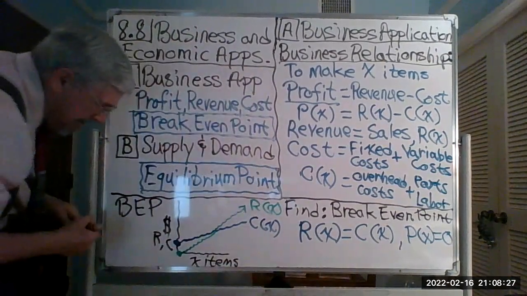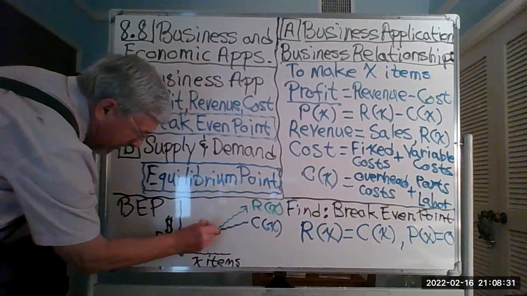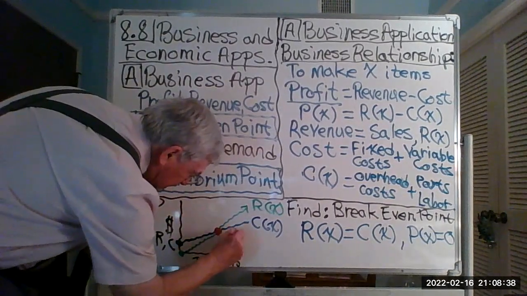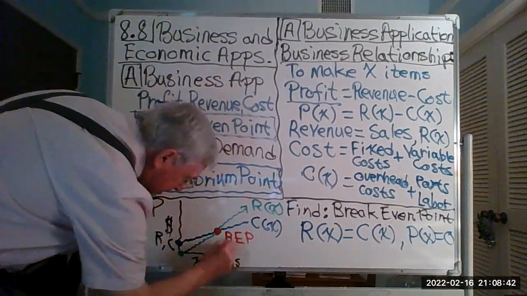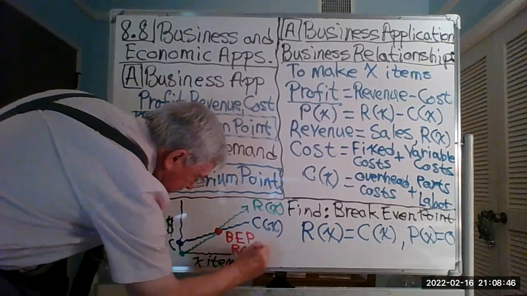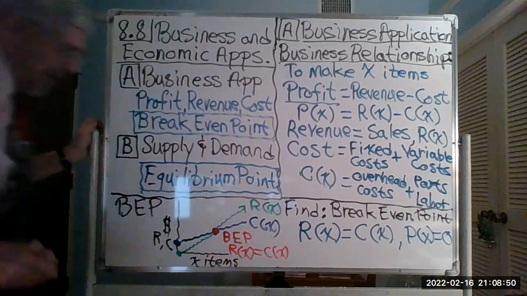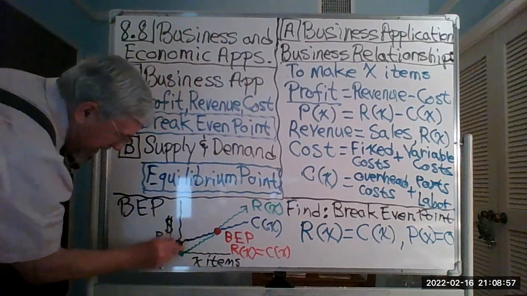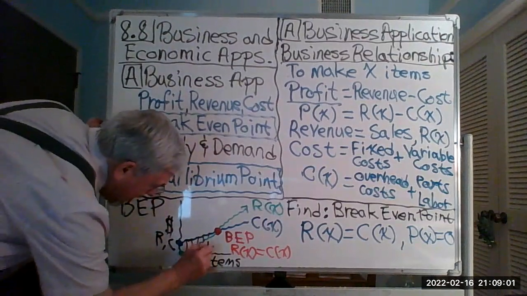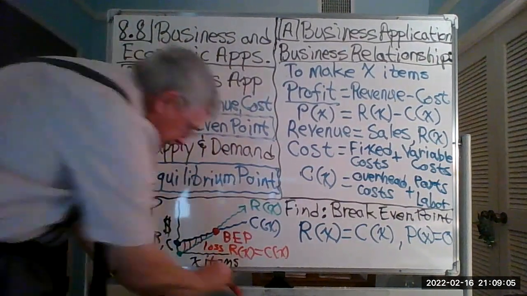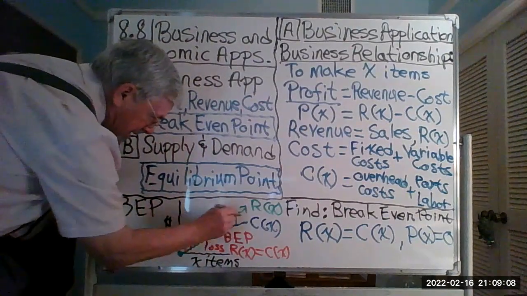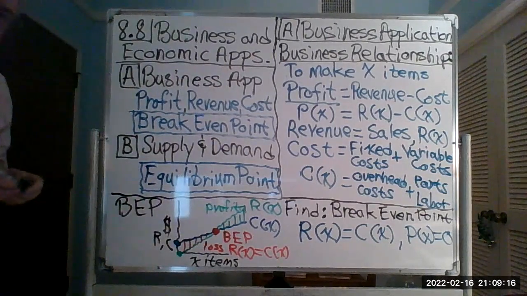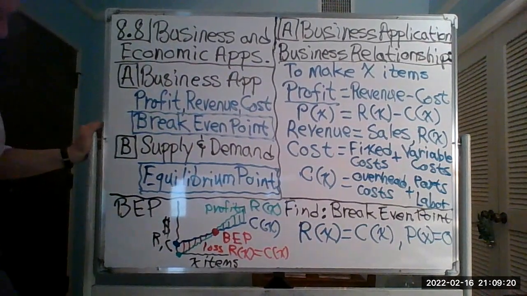Right here, where the two curves cross, they're two straight line curves, and where they cross is the break-even point. And at that point, R of X is equal to C of X. So the revenue exactly equals the cost. So down here, I'm operating at a loss. So I'm at a loss down here. But up here, I'm making money. Profit. Okay, so that just gives you a visual picture of what we're talking about.